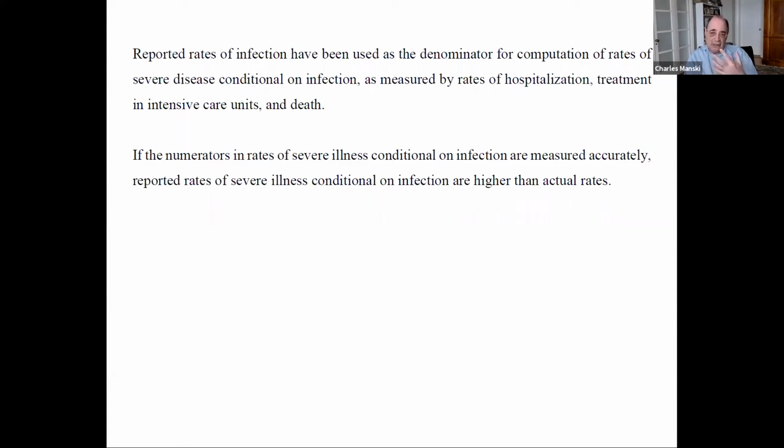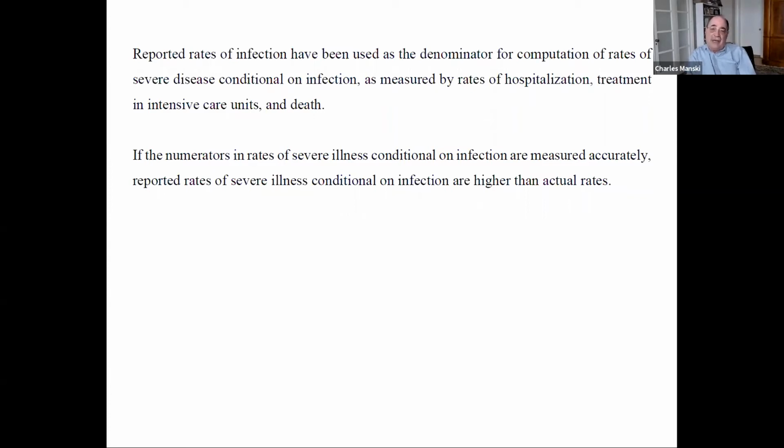Let me jump ahead: we're going to present data for Illinois and New York and for Italy. And in Italy, the death rates among people who were viewed as infected were extremely high, like 12%. But that's likely much higher than the actual death rate, because the rates of infection have been undercounted in the official statistics in Italy. So we'll come back to that later on.